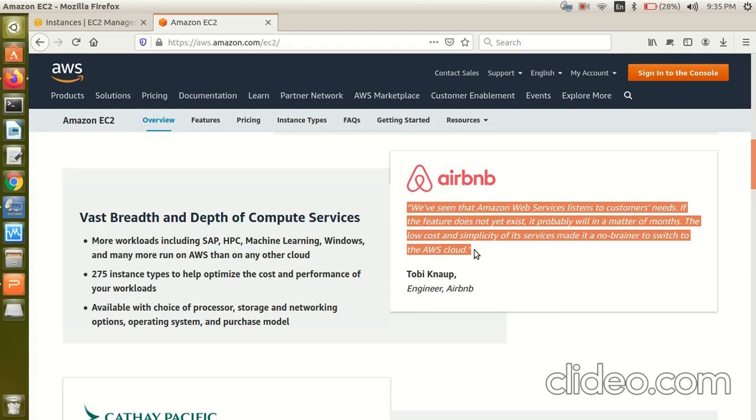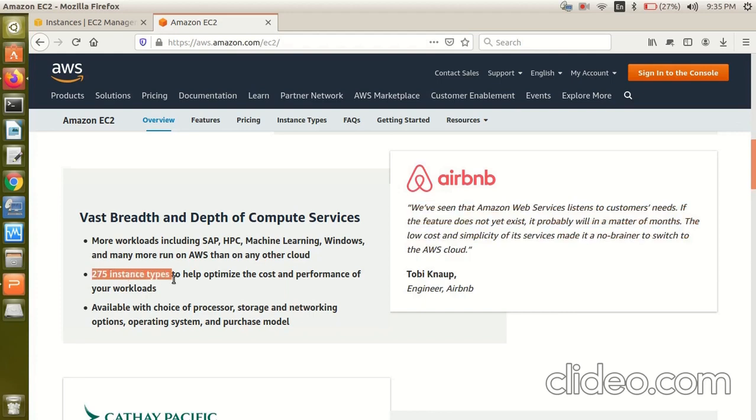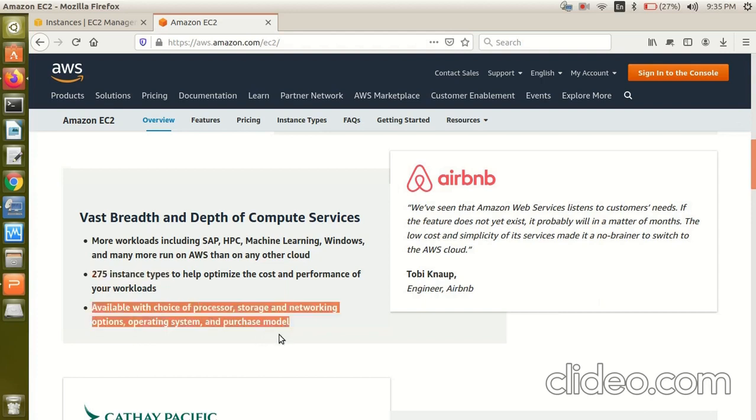We can also say that they have customizable configuration options available for different customer needs. For example, they say here that there are about 275 instance types to help optimize the cost and performance of your workloads, available with the choice of processor, storage and networking options, operating system and purchase model. So we can have our choice of configuration for our server with our specified processor, storage, and operating system.